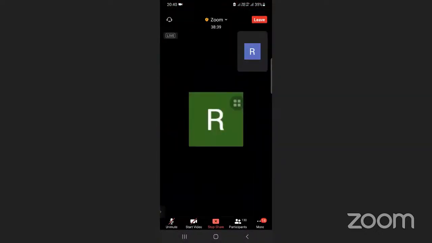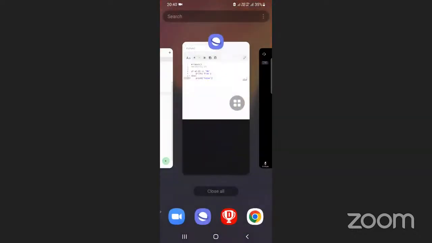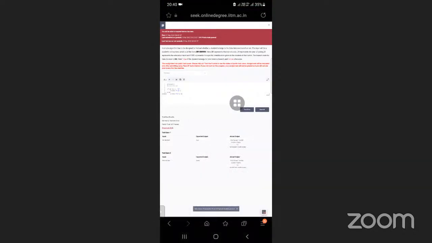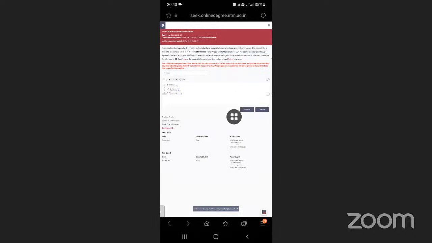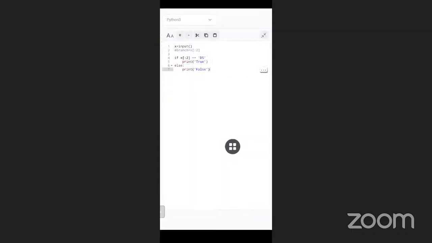Can you just go to the code, Rahul. Sequence input, if x then print true else print false. Okay, this is correct. Can you run it? You have muted yourself, Rahul. Can you run it, Rahul?